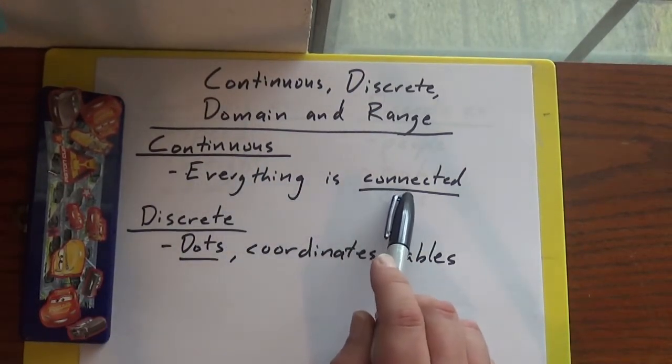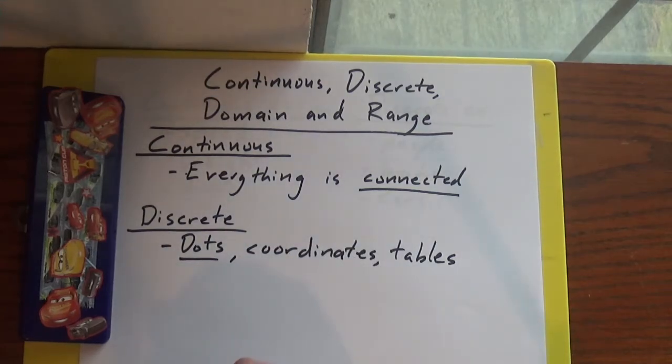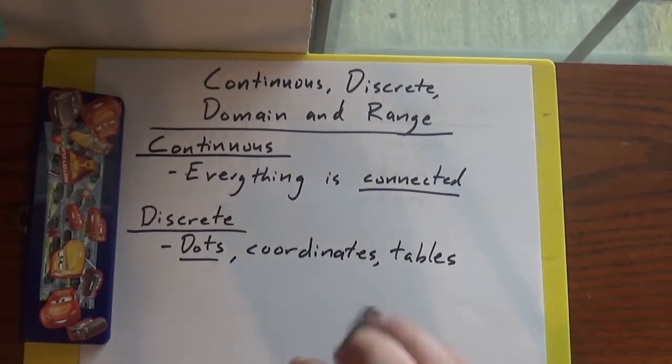Continuous means everything is connected. So a line would be continuous, a circle would be continuous. Basically, anytime you can have part of something, it's going to be continuous. Discrete means dots, right? So if we're looking at a graph, it's going to be dots. If we're looking at several coordinates, it's discrete. A table is automatically discrete.